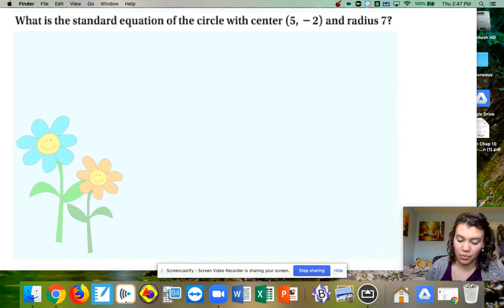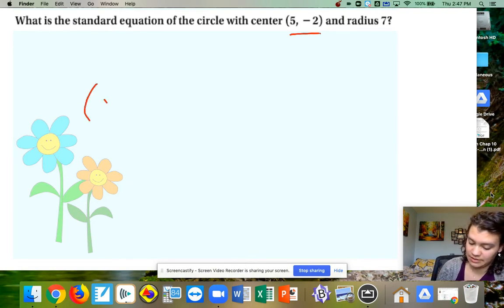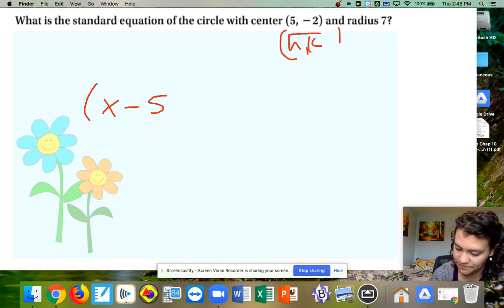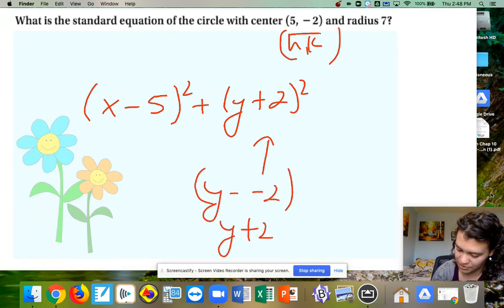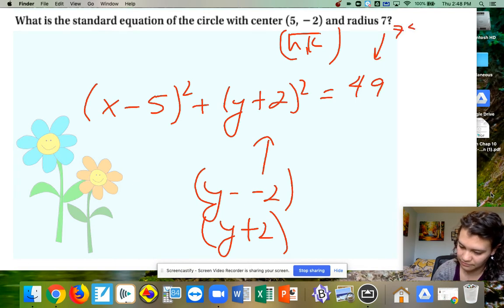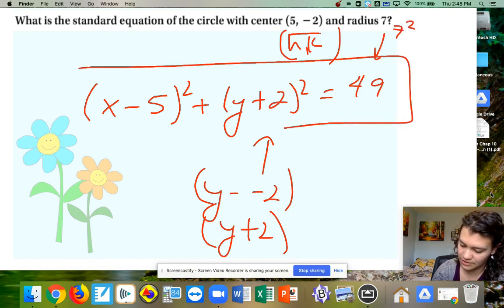Okay, so what is the standard equation for the circle with a center at 5, negative 2, and a radius of 7? So you're just going to plug this in. So you want (x minus 5), this is your h, k, squared, plus (y plus 2) squared. This comes from y minus a negative 2 becomes y plus 2. And that's all going to equal 7 squared, which is 49. And that's your answer.